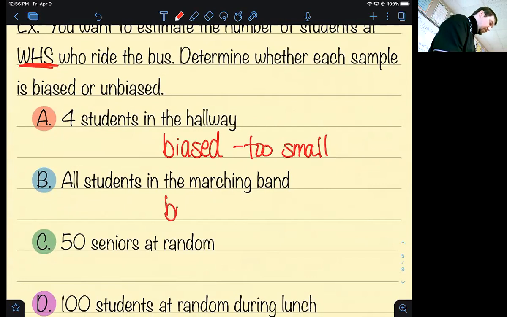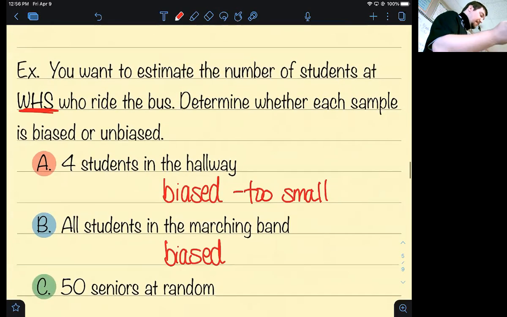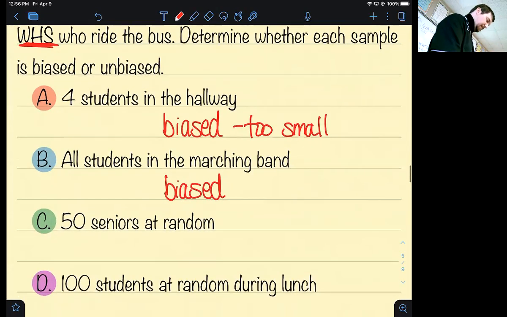Biased. I don't know about you, but there's been a lot of times I've gotten to school and the band is out practicing because they get there at 6. So you ask some of these kids, I'm trying to estimate how many students ride the bus, and I'm going to ask the students who don't ride the bus, right? So you hear ding, ding, ding. Yeah. You just ask the band, and that's biased, it's not random.